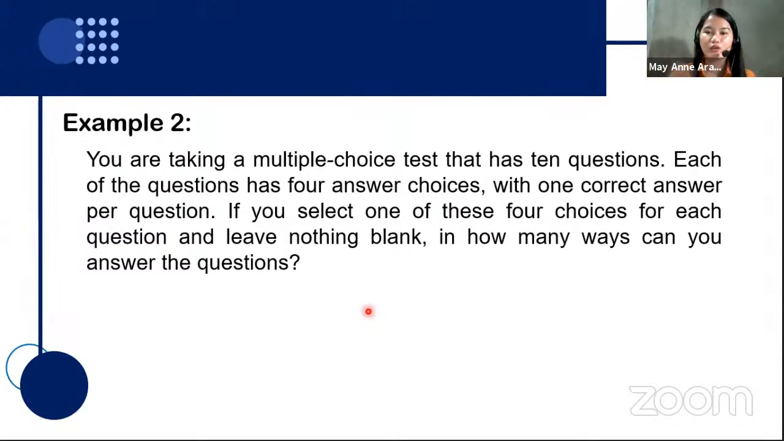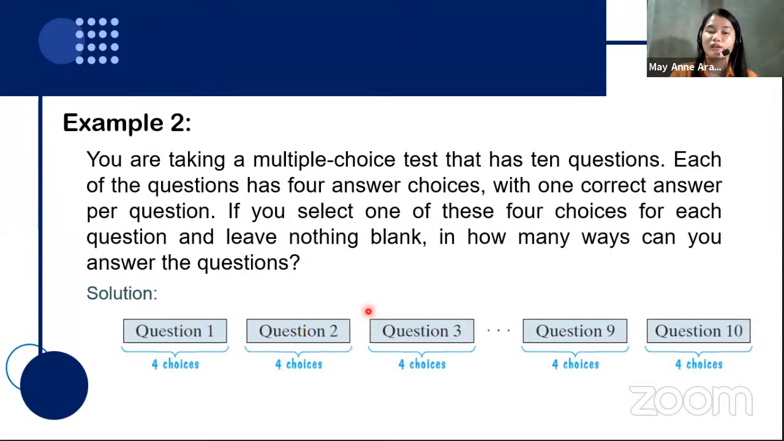Since there are 4 choices for each question, diba, how many questions are there? 10. So, ilan ba yung ways that you can answer that question? All you have to do is to multiply the number of choices, 10 times. Ilan ba yung choices natin? For the first question, how many choices are there? There are 4. For the second question, still 4. And up to the 10th question, still 4. So, ang gagawin nyo lang, 4 raised to 10.